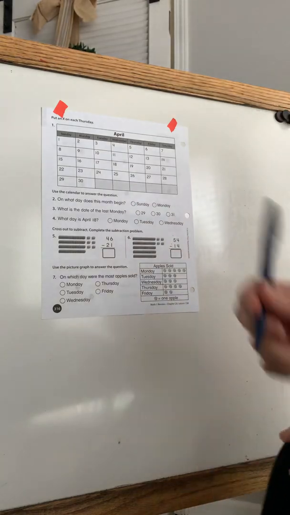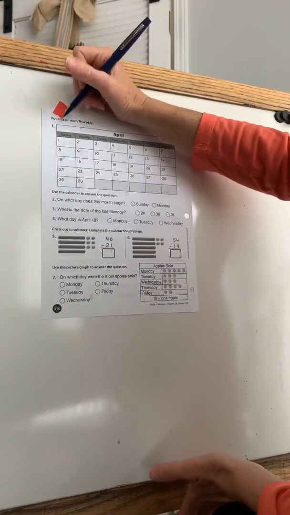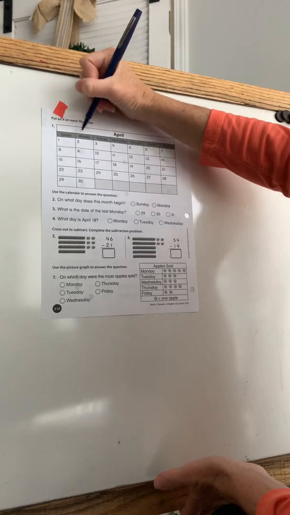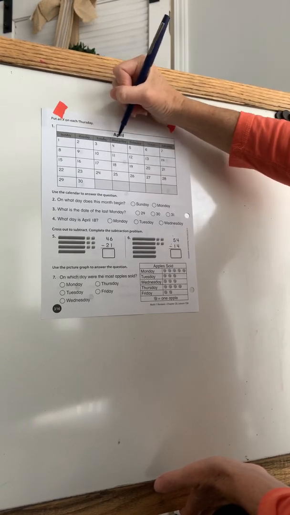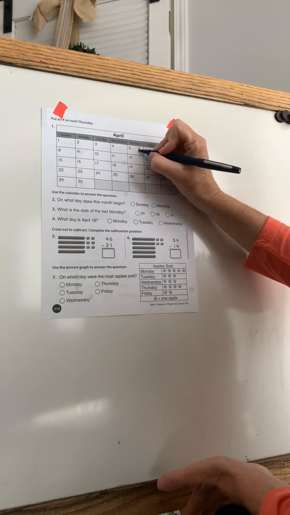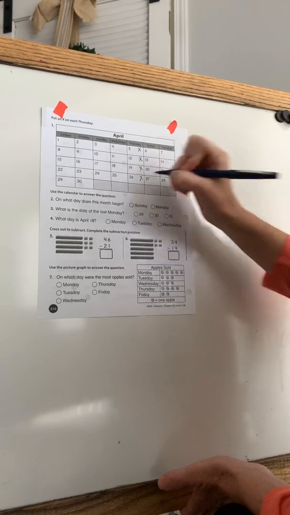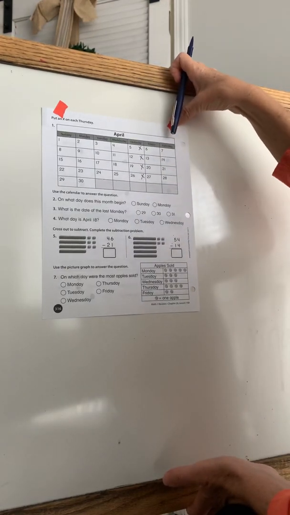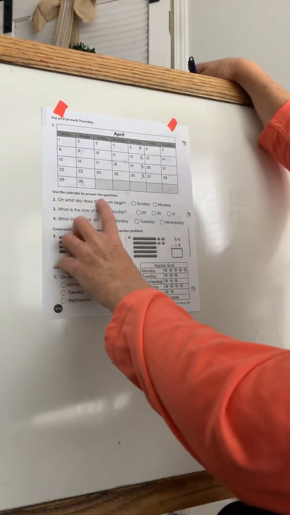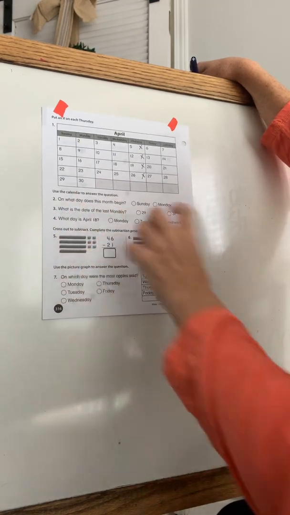All right, first thing it says to do is put an X on each Thursday. So I had to look up at the top. Here's Sunday, Monday, Tuesday, Wednesday, Thursday. I'm going to put an X on each Thursday. Each means every one. So on every Thursday, I have to put an X. Okay? Use the calendar to answer the questions. On what day does this month begin?